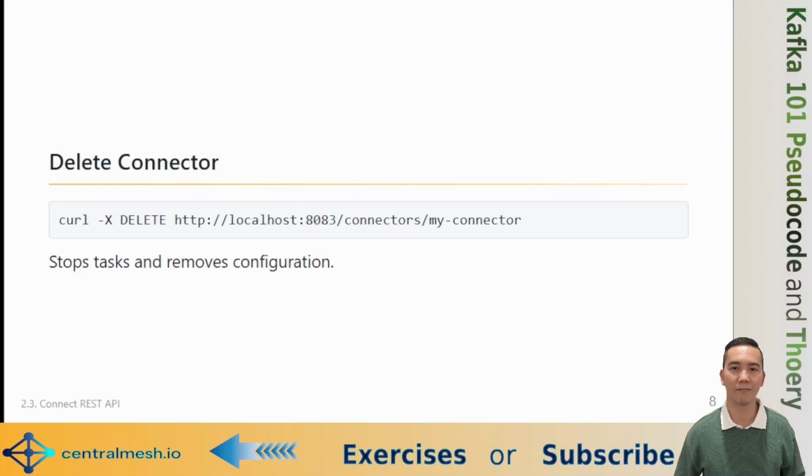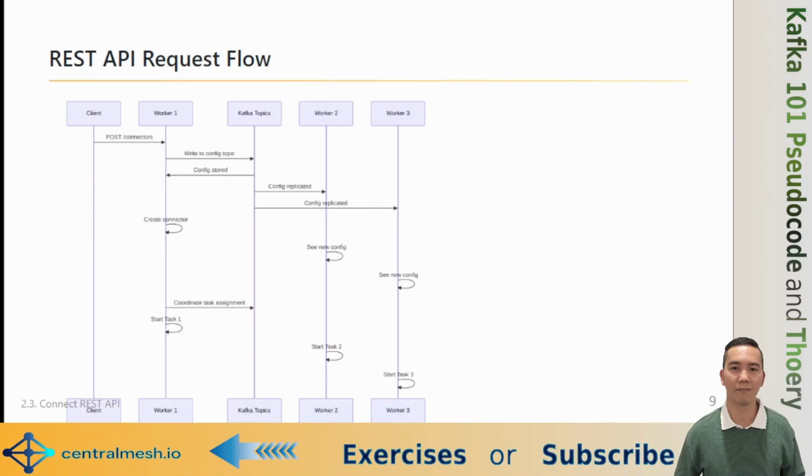When a connector is no longer needed, it can be removed through the REST API. Deleting a connector stops all associated tasks and removes the configuration from the cluster. Because Kafka Connect manages connector lifecycle centrally, administrators can cleanly remove workloads without manually tracking down processes or configuration files across multiple servers.